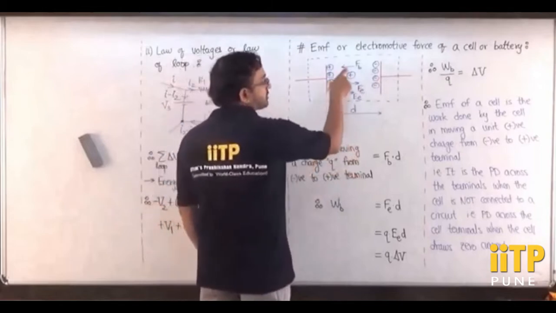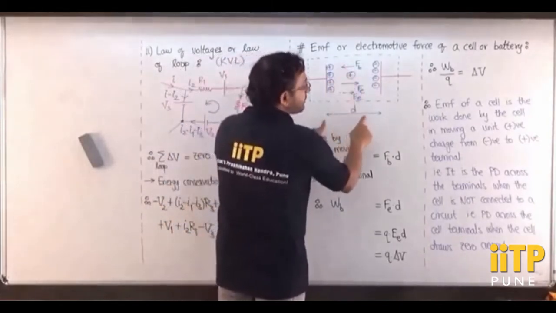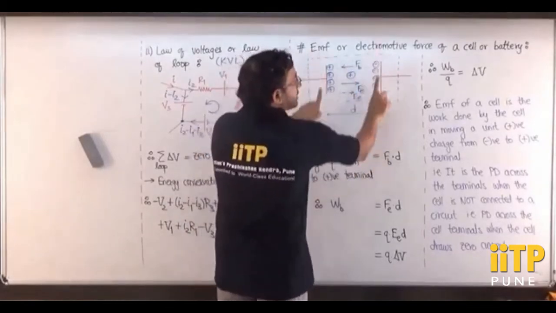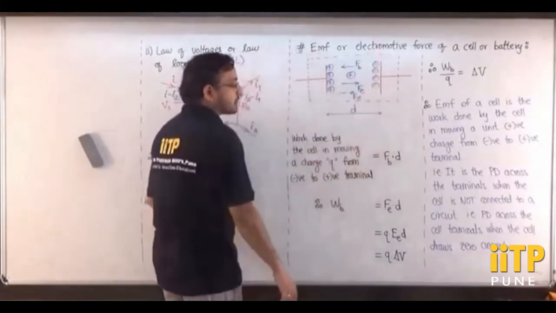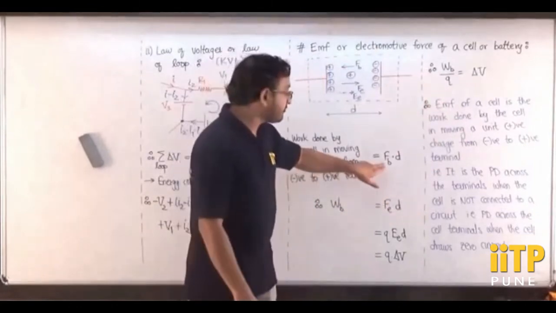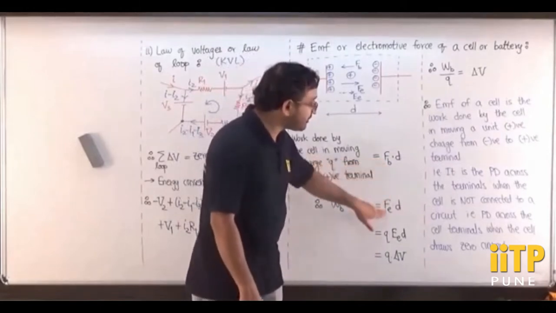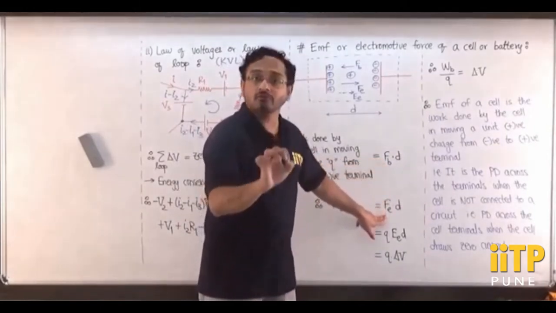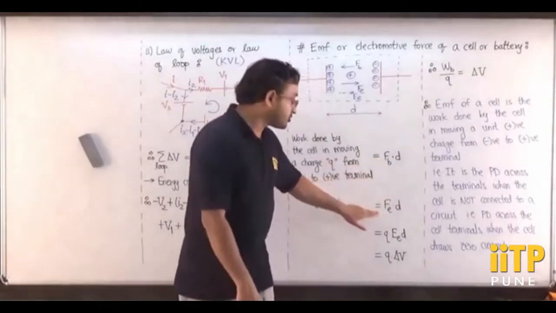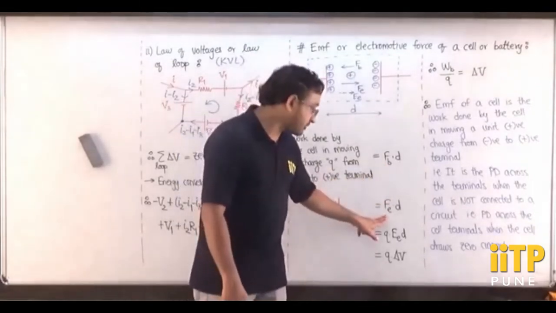Well, of course it is the work done by the battery force, and that is nothing but F_B multiplied by d, where d is the separation between these two terminals. So it is F_B d. We know in equilibrium, whenever that equilibrium is achieved, F_B is exactly the same as the electric force. So I can replace F_B by F_E, only for the sake of magnitude.